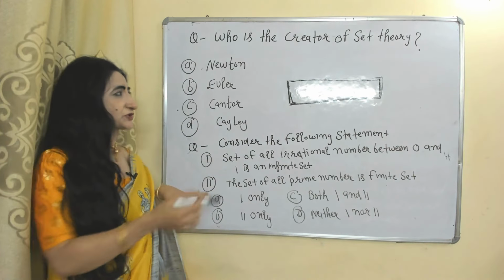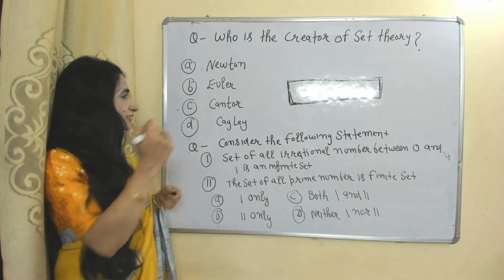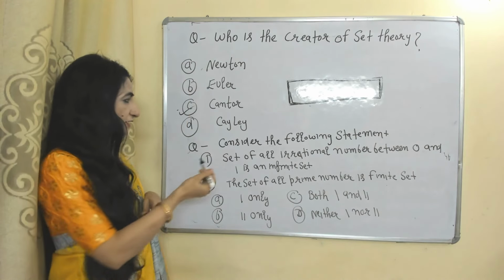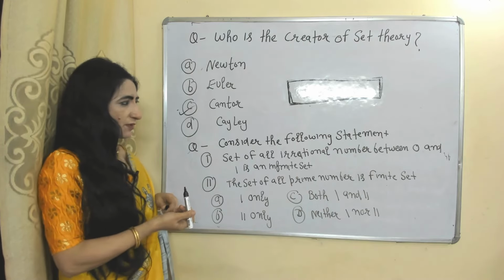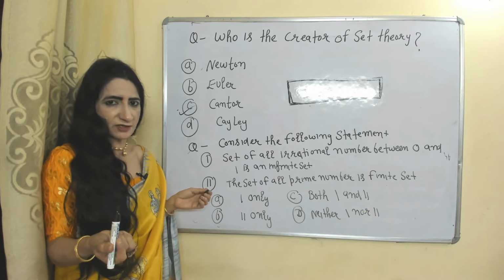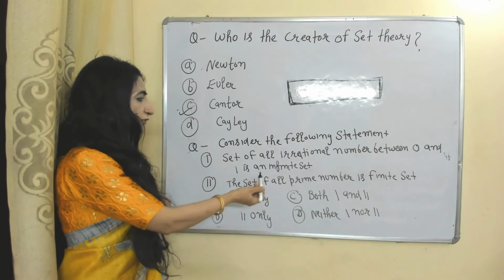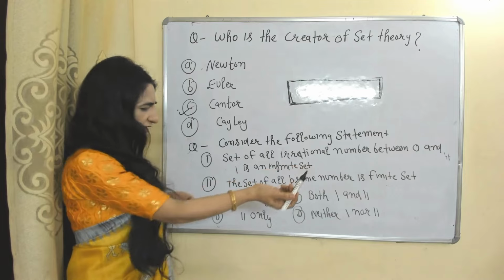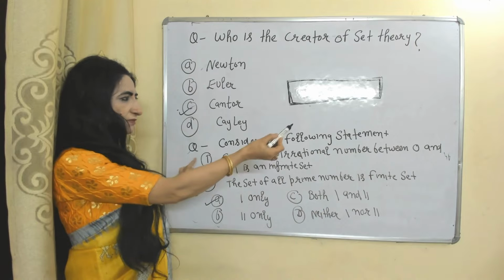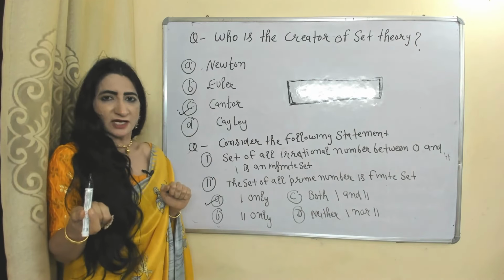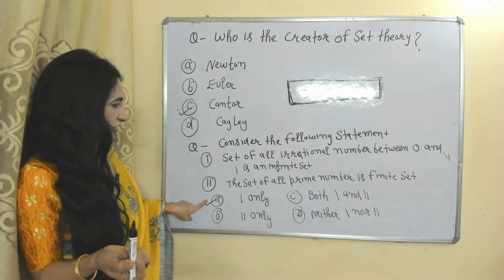Now we will see some questions. Who is creator of set theory? Right answer C, Cantor. Consider following statement. Set of all irrational number between 0 and 1 is infinite set. Set of all prime number is a finite set. Very simple. Only one statement is right. Set of all rational number between 0 and 1 is infinite set. So our right option is A.